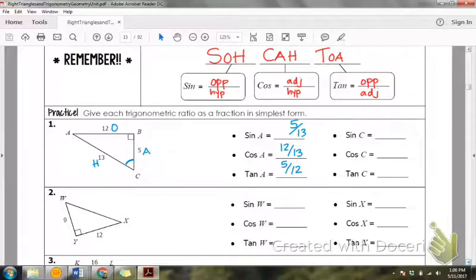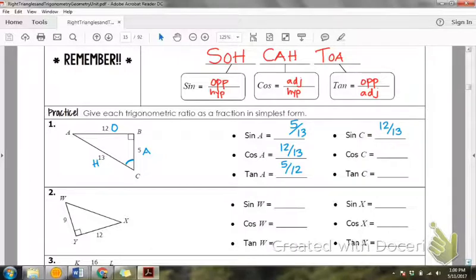So now I'm just matching things up, right? I've labeled my triangle. Now I'm just matching things up. So the sine of C, Donald, what's going to be the sine of C? It's opposite over hypotenuse. So what are you going to say? 12 over 13. Good.